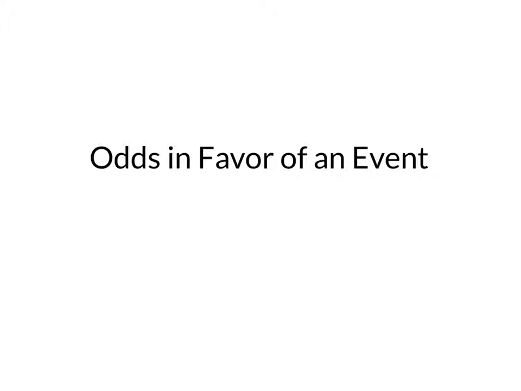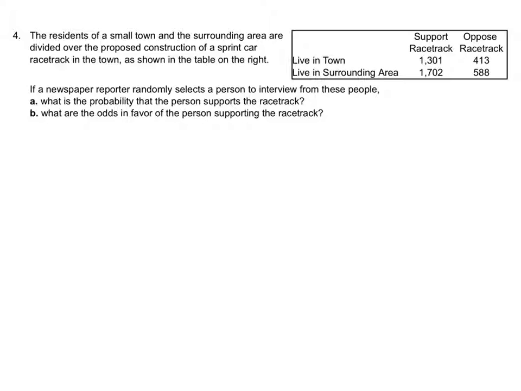Odds in favor of an event. The residents of a small town and the surrounding area are divided over the proposed construction of a sprint car racetrack in the town, as shown in the table on the right. If a newspaper reporter randomly selects a person to interview from these people, what is the probability that the person supports the racetrack? This is part A.